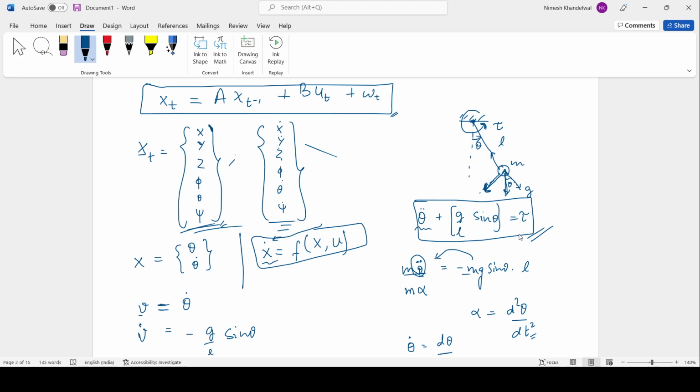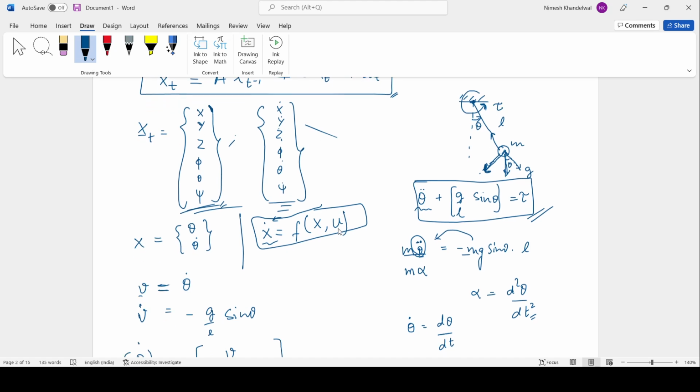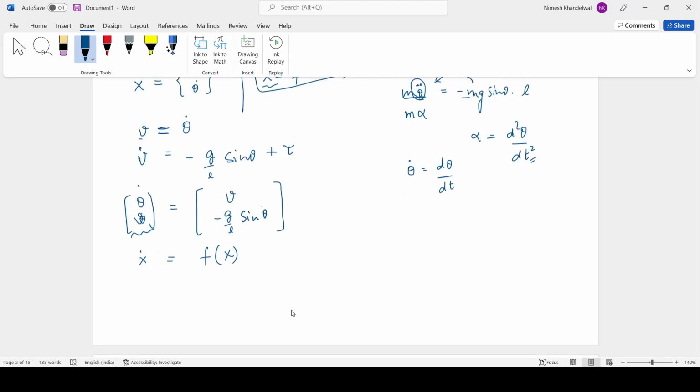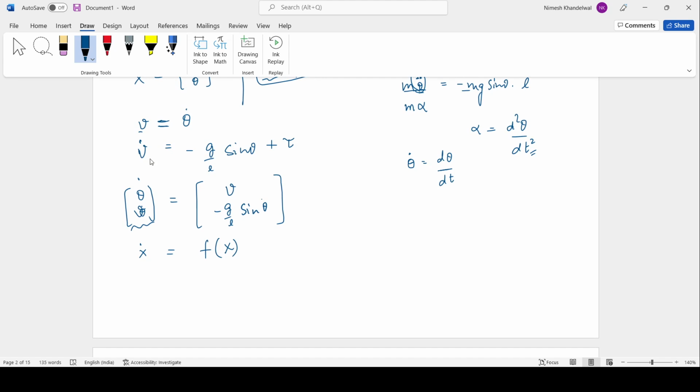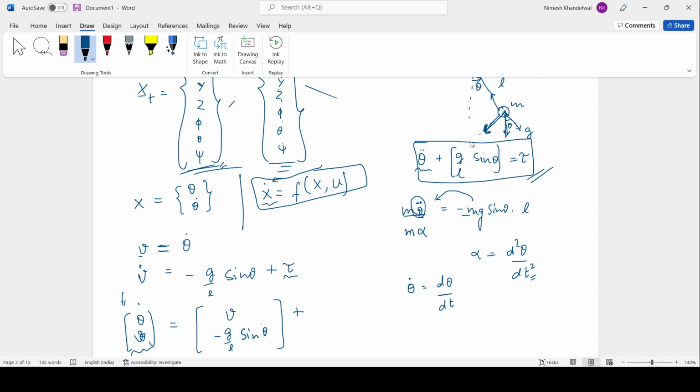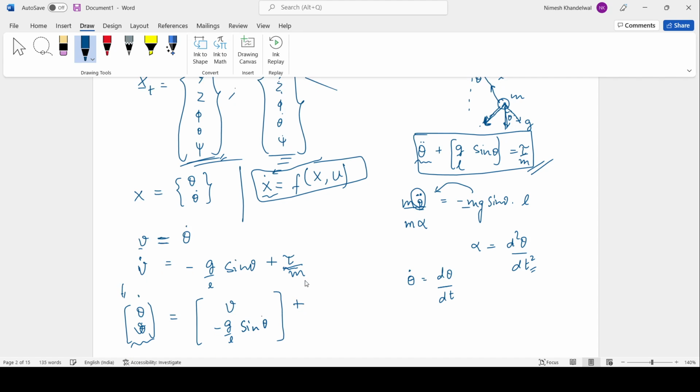Okay, and how does this change further? There will be some plus tau term here. And when I want to write it in matrix form, and since I want to separate out my control, it will be tau by m. Yes, yes, my mistake. It will be tau by m.